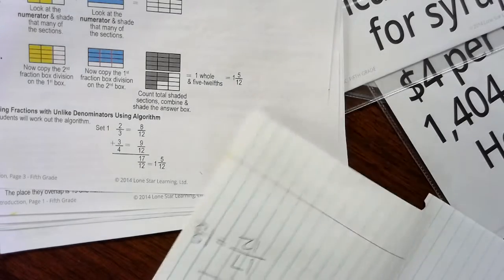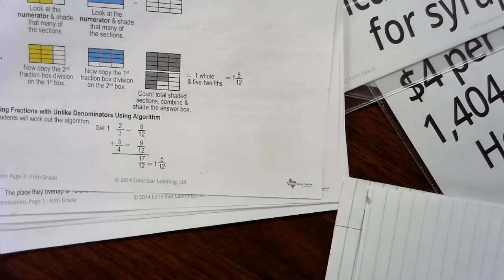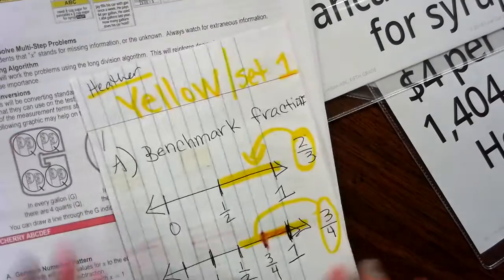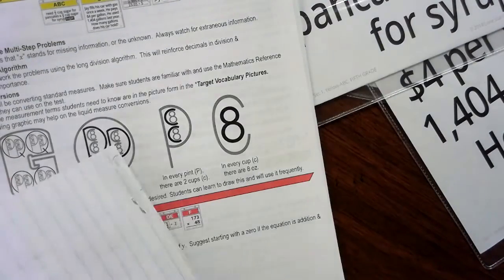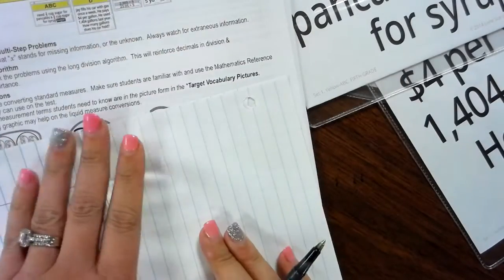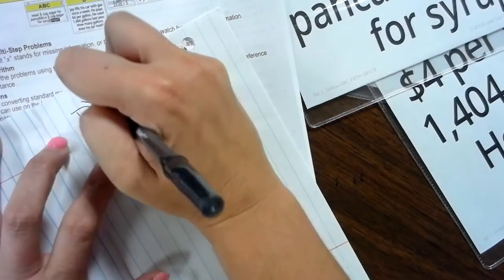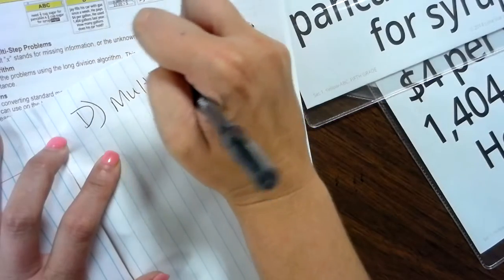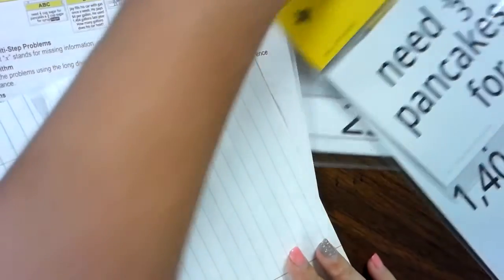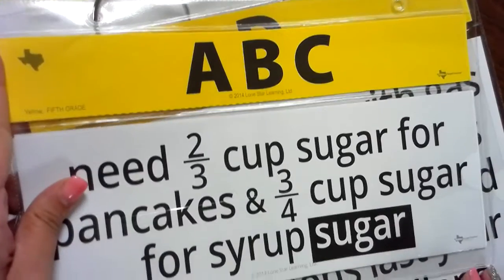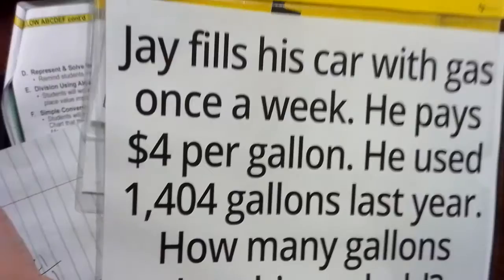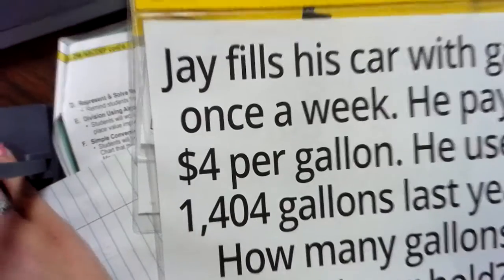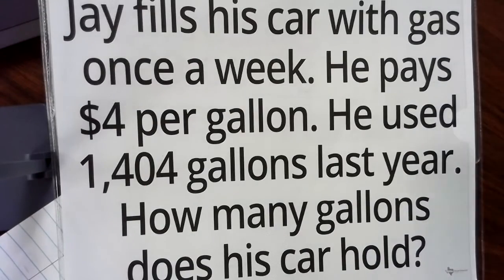Okay, so after C, D is going to represent multi-step. So D, multi-step. So again, I'm still on my yellow section. Pause that. And then I'm going to flip over to D, and it gives me my question. Let me see if I can get that whole thing in. Okay, so D, I'm still in the yellow section.